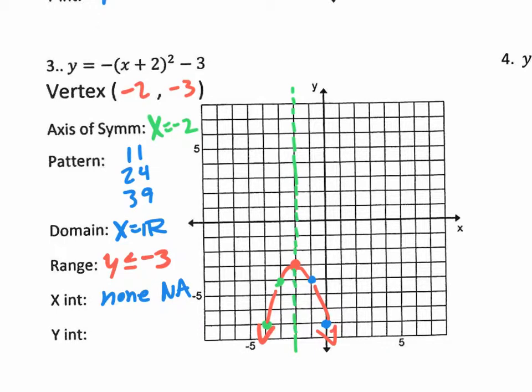How about the y-intercepts? Where does it cross the y-axis? Right here at negative 7, right? So negative 7 is the y-intercept.